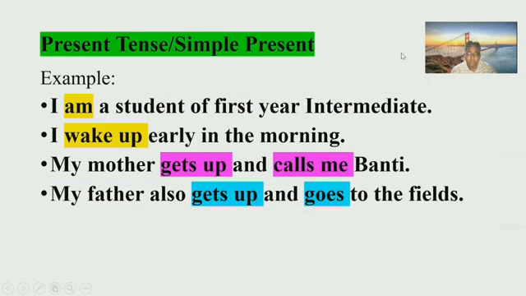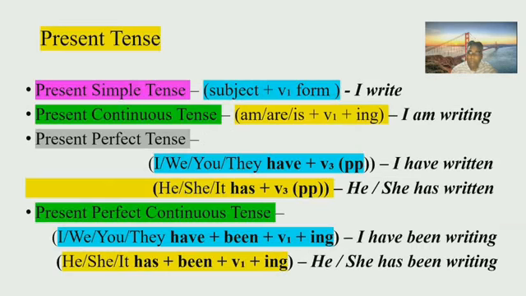So here we come to the first one, present tense. Just now I told you we have three types of tenses: present tense, past tense, and future tense. So for today's class, we will focus on present tense. Present tense means actions that take place in the present moment of time. So whatever is taking place in the present tense will be indicated or denoted by present tense.